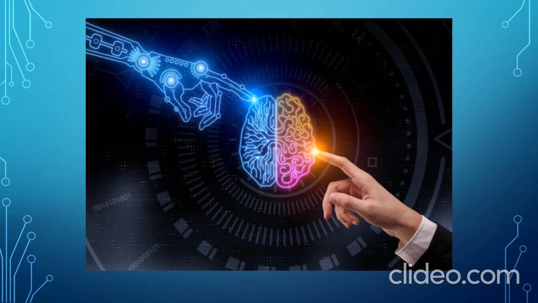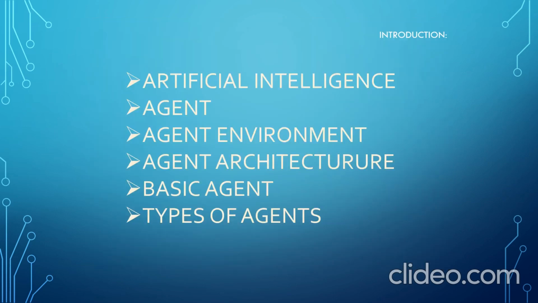Hello all. Today I am going to discuss the most trending and developing technology, which makes machines think like humans and rationally, and also gives them the ability to take decisions based on the condition. That is artificial intelligence. In this topic we are going to discuss artificial intelligence, AI, and agent. What is an agent? Agent environment, agent architecture, basic agent, and types of agents.